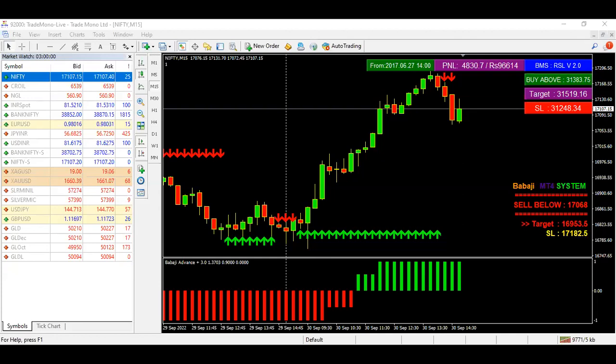Up to this, if you have any doubt, you can put it in the chat section. If you have any doubt in the spread, how to take the spread, how we can adjust the spread, or about the indicators, please put it in the chat section. I will explain one more time.